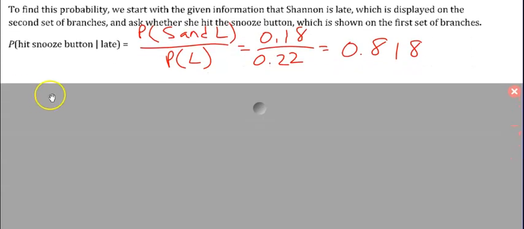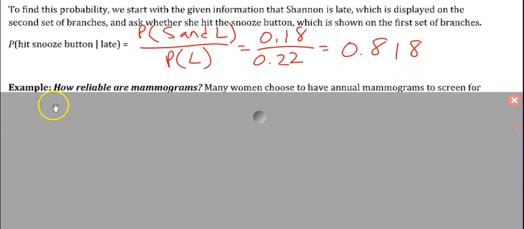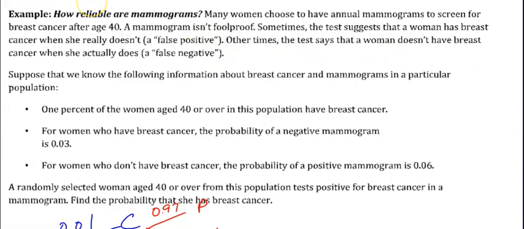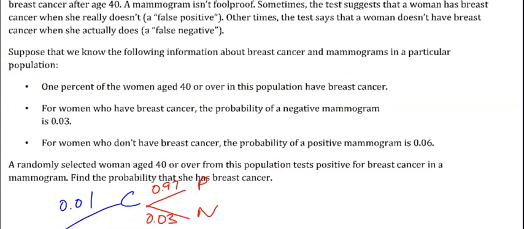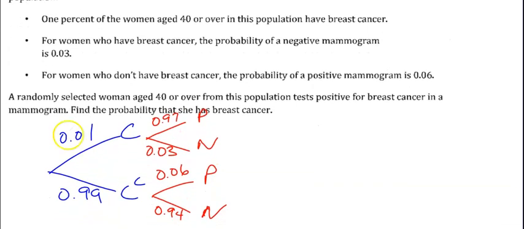Alright, so take a moment, see if you can do the last example on your own. Alright, so let's go through this example. So let's start with 1% of women aged 40 or over have breast cancer. So if we're dealing with that demographic, 1% or 0.01 have cancer, 0.99 do not. So that is this complement.